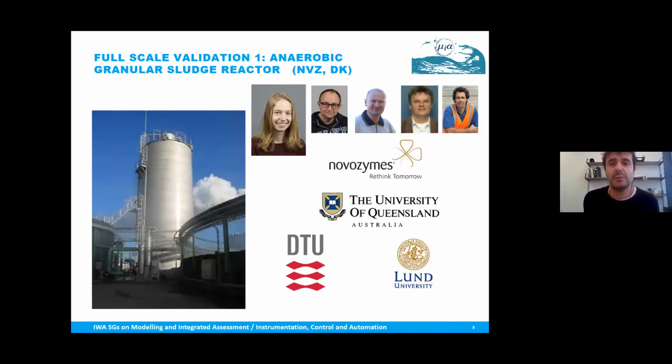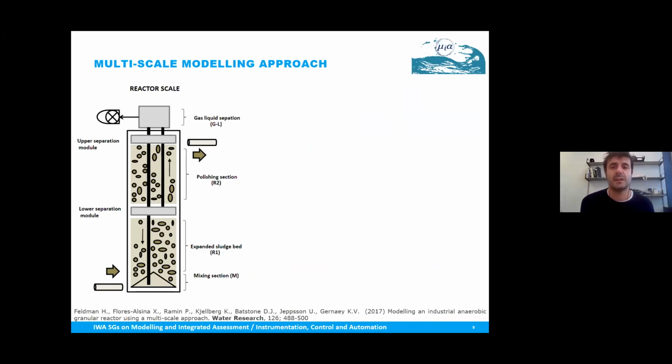And what we tried to do is to use this modified version of the ADM1 to describe an anaerobic granular sludge reactor. This is a general schematic of the plant that we tried to model. The wastewater comes from the bottom, and then there is a mixing section, and then it goes to an expanded sludge bed where the wastewater is mixed with a granular sludge. Then we have two separation modules, upper and lower. On top of that, we have a gas-liquid separation where the biogas is sent to a gas turbine for production of electricity and heat. And the liquid is recirculated to the bottom again, to the mixing section.